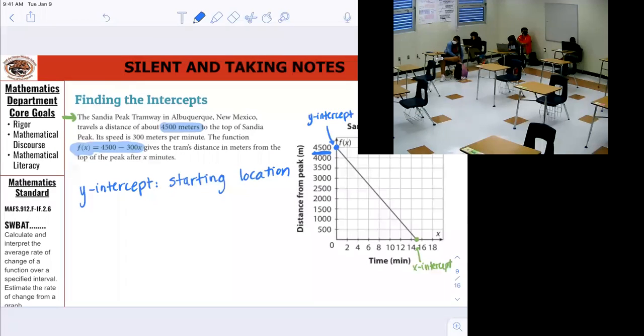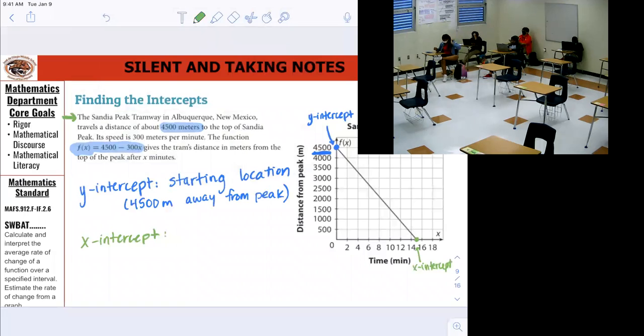Oops. So I'm 4,500 meters away from the peak. Okay, that's my y-intercept. My x-intercept was 15. 15 what? What's the units? Minutes. Minutes, exactly.